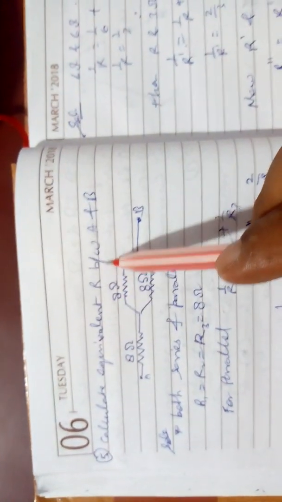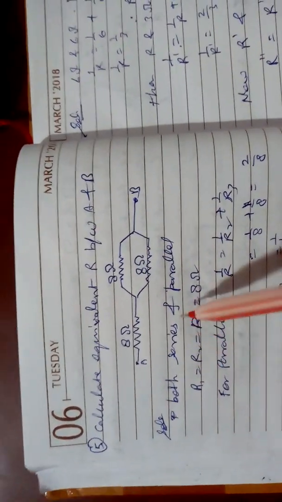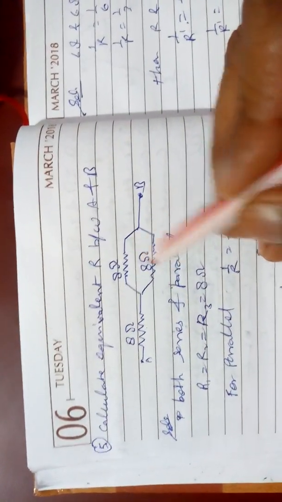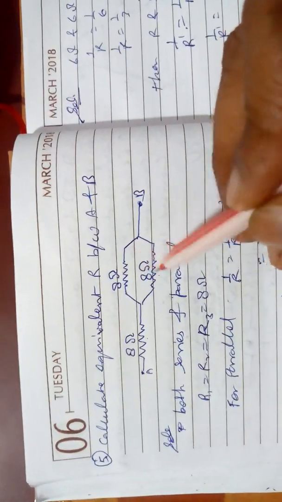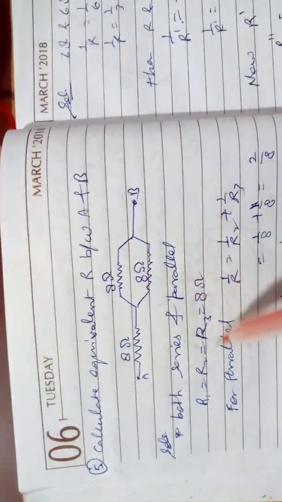Some more combination questions you will see. In the combination, a figure is given, fifth question. Calculate the equivalent resistance between A and B. Two terminals are there, and some parallel and some series combination is given. So in this, first of all, these two we will take. These two are parallel. So what is the resultant R?